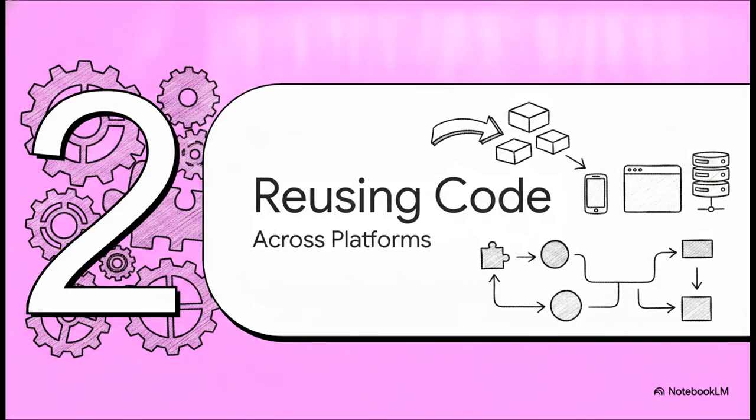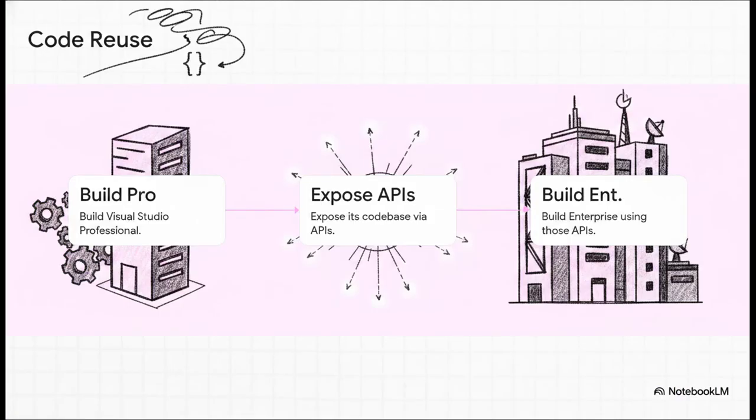Which brings us nicely to Section 2, reusing code across platforms. Because APIs aren't just for talking to outside companies, they are incredibly powerful tools for saving developers from rewriting massive amounts of code from scratch. Take Microsoft's Visual Studio as a prime example here.